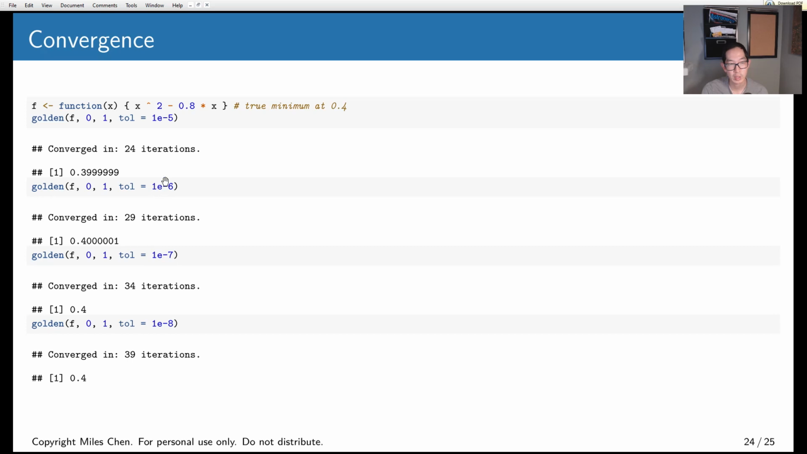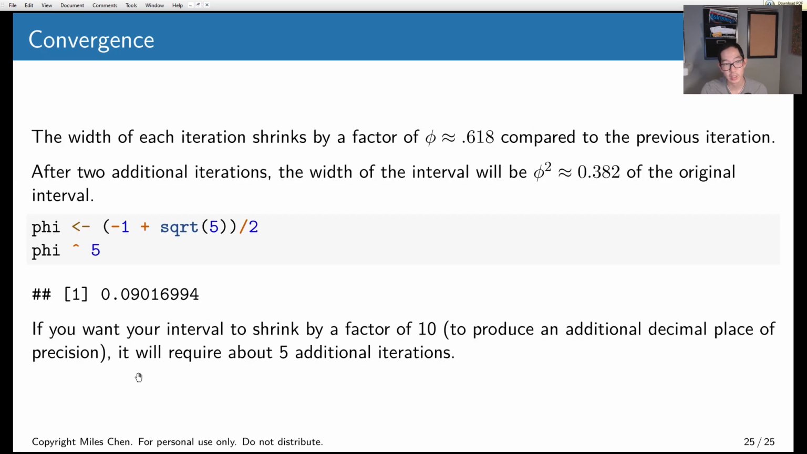If I want my tolerance to be smaller, 10 to the minus 6, it takes me 29 iterations. 10 to the minus 7 takes me 34 iterations. 10 to the minus 8, it takes me 39 iterations to get there. Okay, each iteration shrinks the size of my interval by a factor of 0.618. After 2 additional iterations, the width of the interval is less than 40% of the original interval.